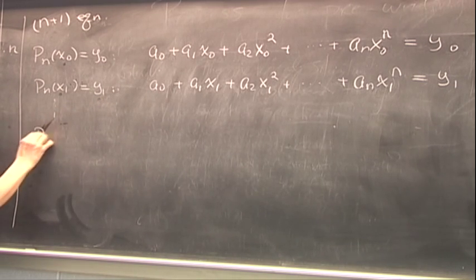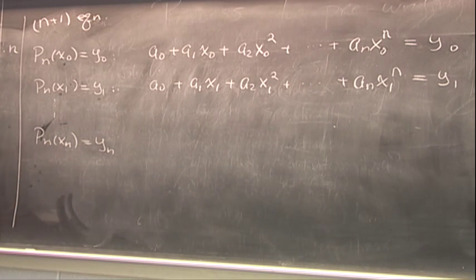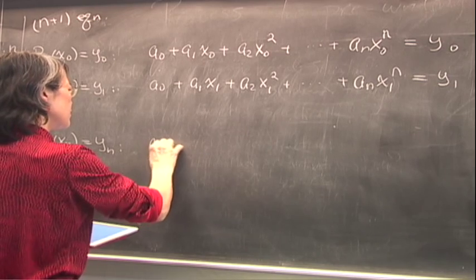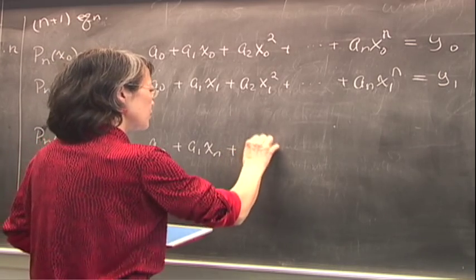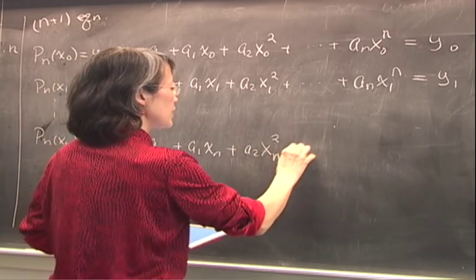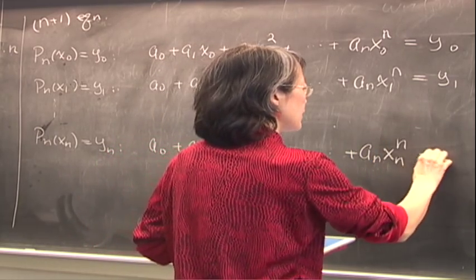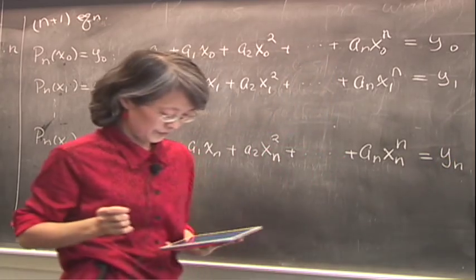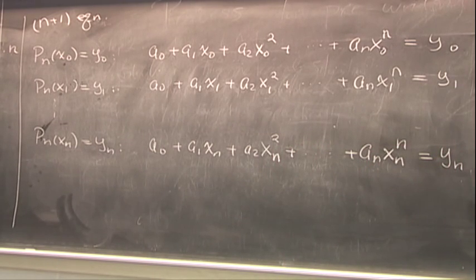So let's go to the last equation. When it's xn, this shall equal yn, right? So let's set it up. So this will be a0 plus a1 xn plus a2 xn squared plus all the way to an xn to the power n equals yn. Okay, so n plus 1 equations and n plus 1 unknowns. Look at each equation. What are your unknowns? Keep your heads very clear. What am I trying to solve here?